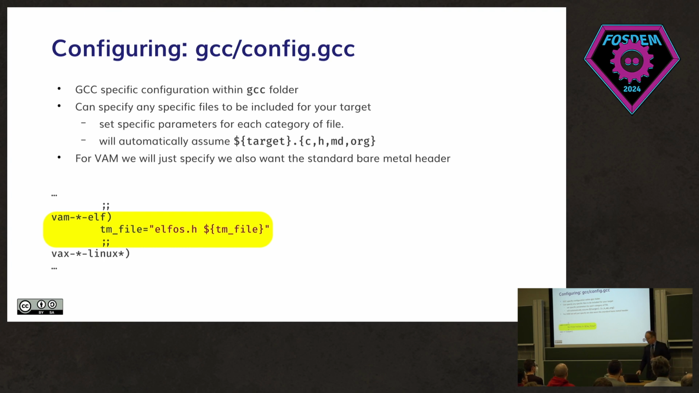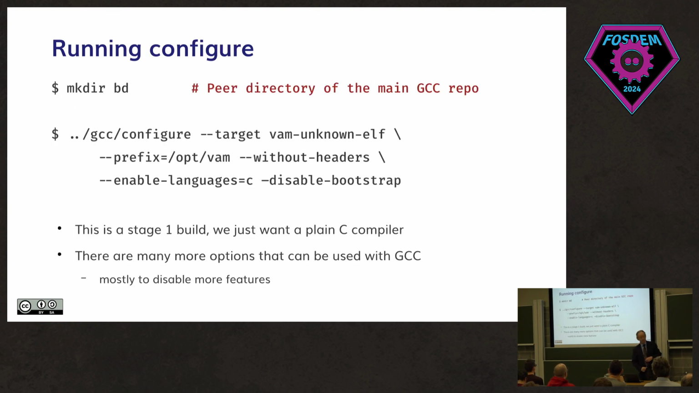So that is all I need to do to make GCC know about it. And now I can say, go and configure GCC, and this time, a bit like Dave did, my target is going to be vam-unknown-elf, and it will configure for that. When we've finished it, it'll get installed in optvam. We'll do it without headers just to keep it simple. We'll just do the C language and, as Dave said earlier, disable the bootstrap. Just a stage one, which is a plain C compiler. And there's loads more options there, and we'll come back to that later.